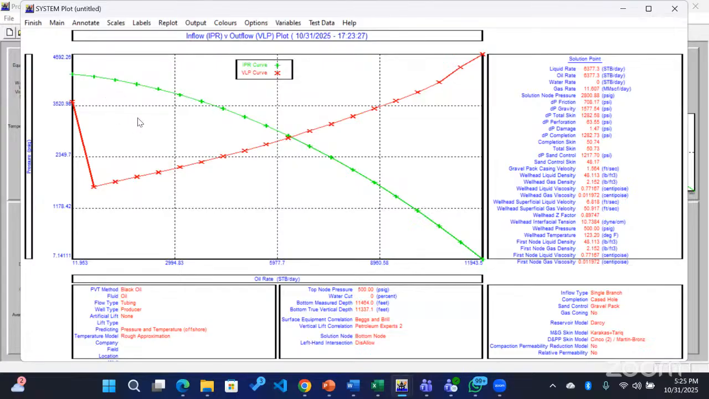So we have our IPR. You can remember we have three curves now. Firstly, we generated an IPR curve showing our absolute open flow. Then secondly, we generated IPR and VLP curves, identifying the amount of oil that can be delivered to the surface, which is somewhere here, and it's around 6,377. So that is very important. Then we can click finish on that.